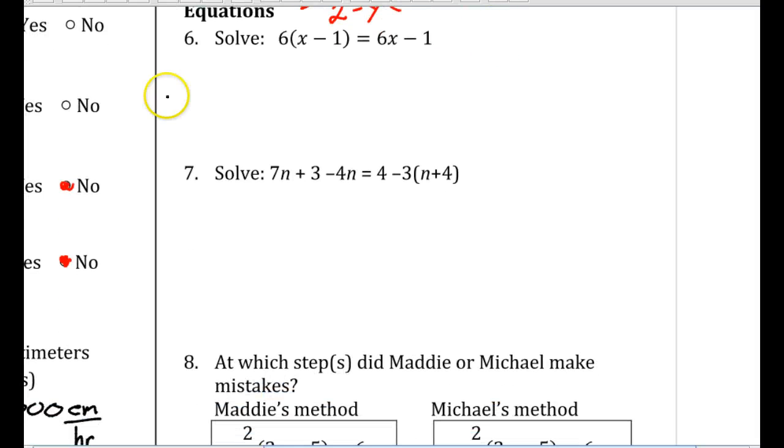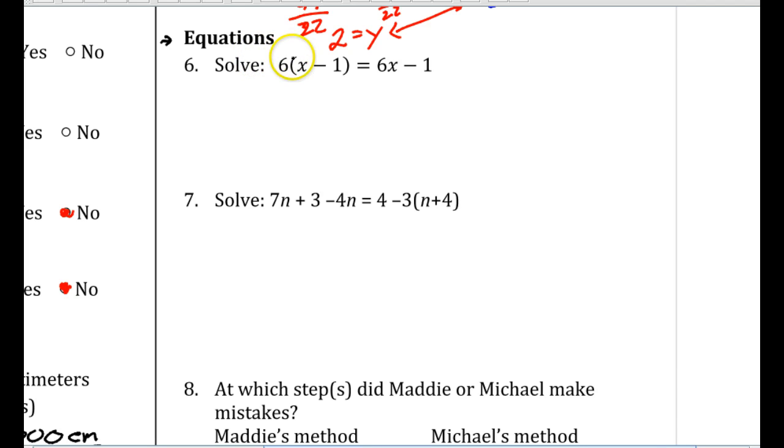Let's do a little solving of equations now. Doing some equations. So let's do some distributive property. 6x minus 6 equals 6x minus 1.